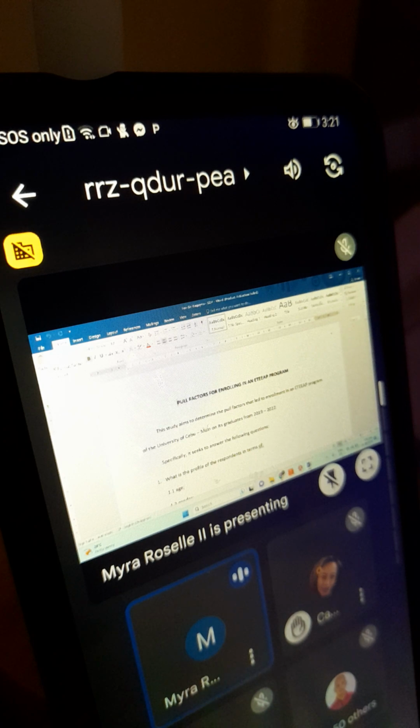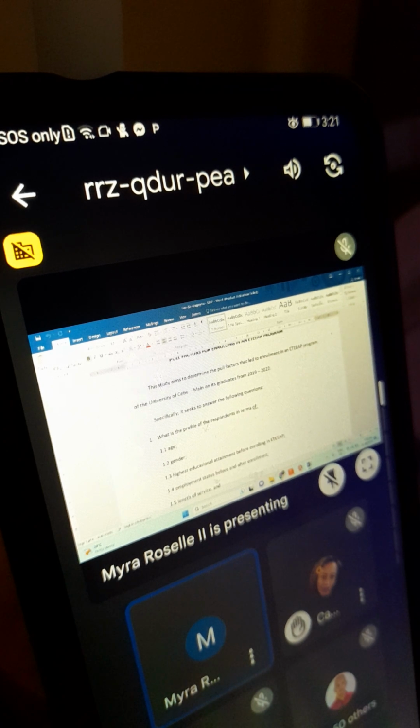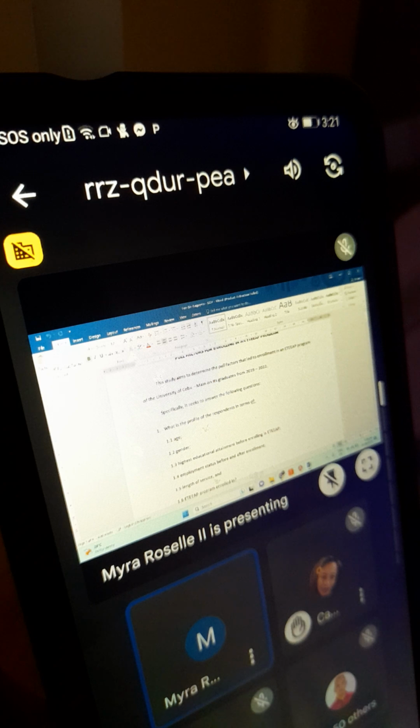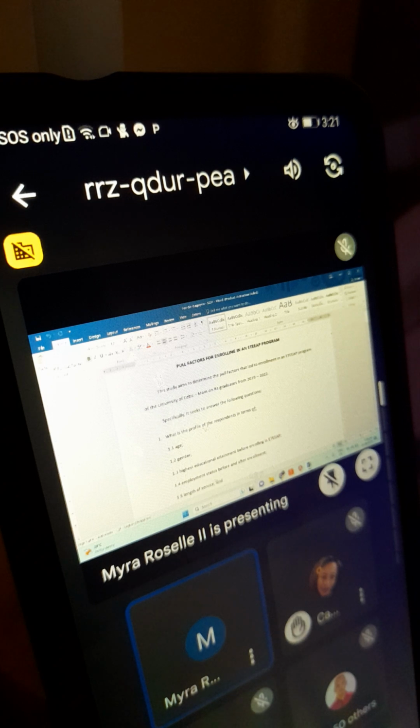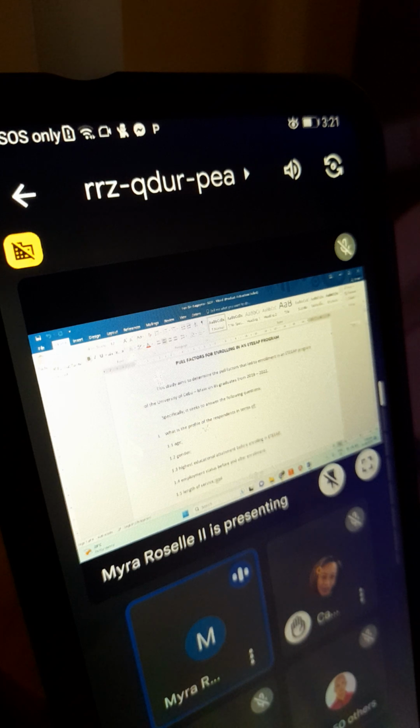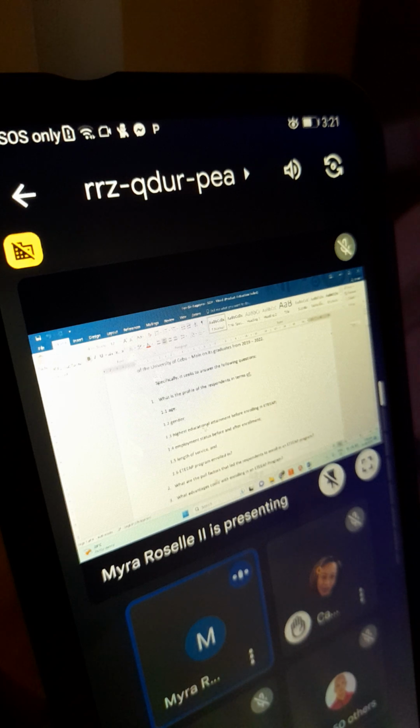Yeah, this is an example. The study aims for statement, this is the main problem. The study aims to determine the pull factors that led to enrollment in an ETIA program of the University of Cebu on its graduates from 2019 to 2022. Specifically, it seeks to answer the following questions.